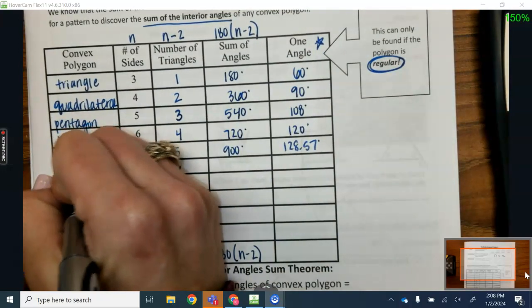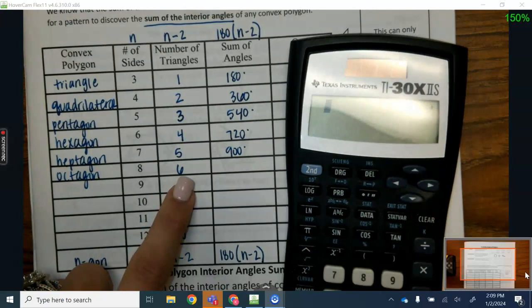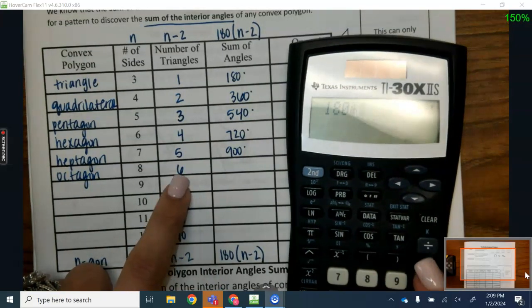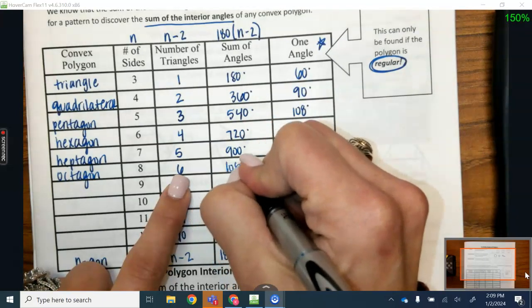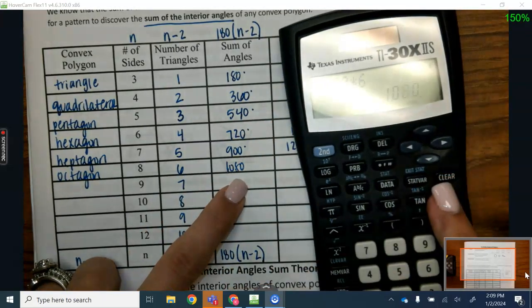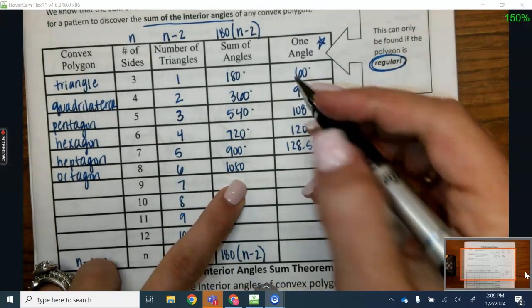8 would be octagon, like a stop sign. Okay, 180 times n minus 2, or 6, the sum would be 1080. If it was regular, divide it by 8, the number of angles or sides, and that's 135.